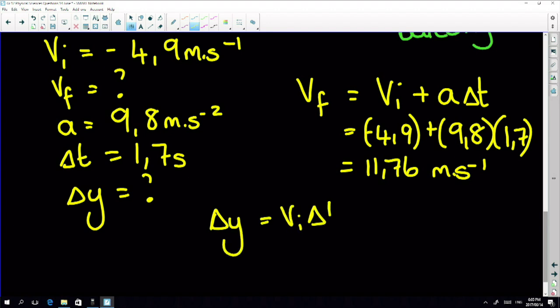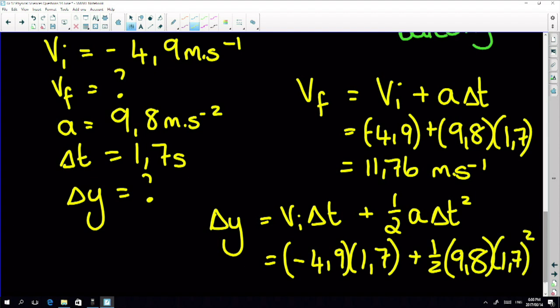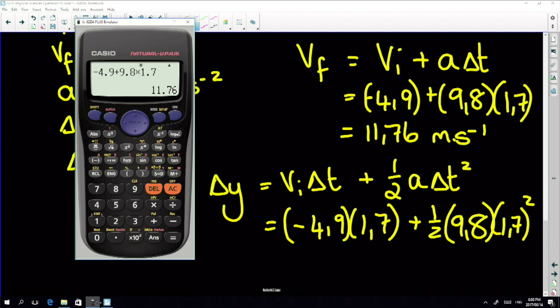because if I've worked out VF wrong, then I'm going to carry that error down into the next question. I don't want to do that. Let's just make life easier. So VI is minus 4,9. It was 1,7 seconds. That's 9,8. And 1,7 squared. Don't forget the square. That's quite important.